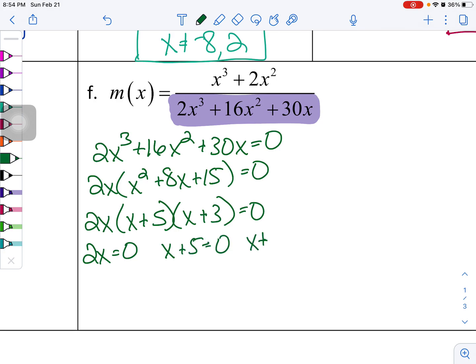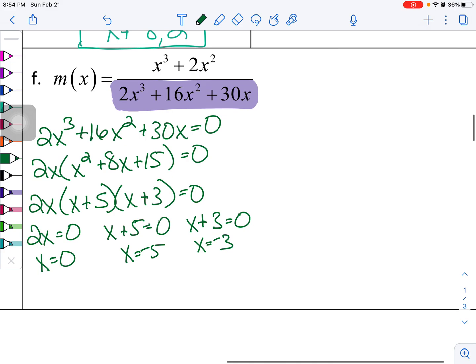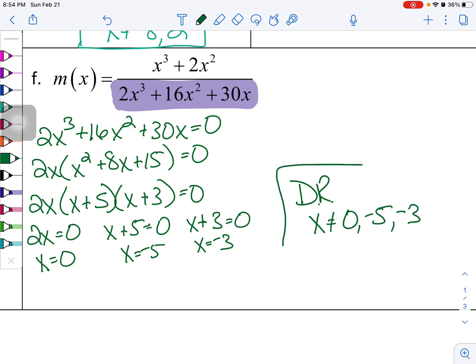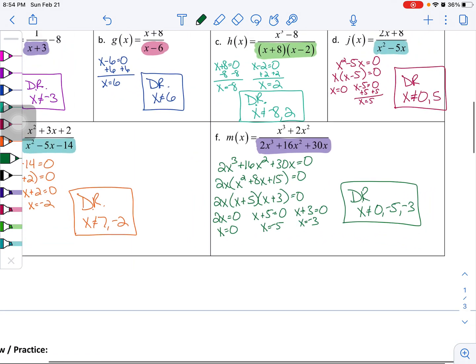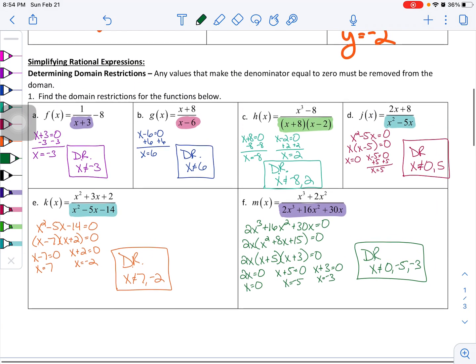So I know I've got the right factors. So now I've got each factor equal to 0. And each one of these factors could potentially give me a domain restriction. So the first one here, x equals 0, x equals negative 5, and x equals negative 3. So in this case, I do have 3 domain restrictions. So my domain restrictions: x cannot equal 0, negative 5, or negative 3. The order that you write those does not matter. As long as you list all of them, you're fine.